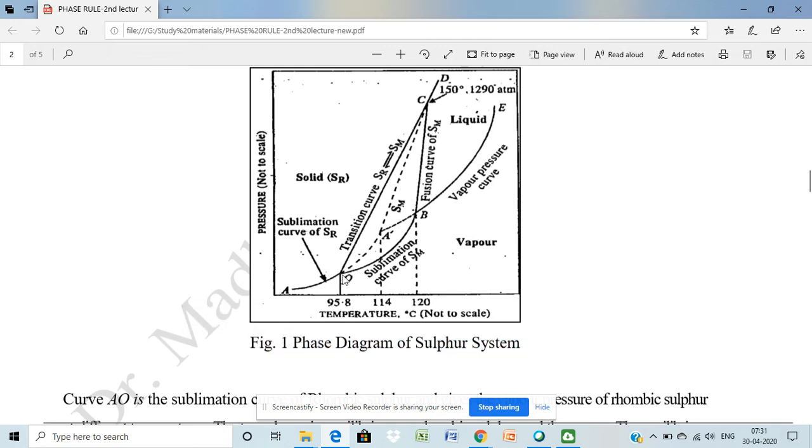In this graph, this is the sublimation curve. This is the transition temperature, the transition of SR to SM. This is the fusion curve. This is the sublimation curve of SM. M represents monoclinic sulfur, R represents rhombic sulfur. This is the fusion curve. This is the vapor pressure curve where both these sulfurs exist in the vapor phase. This region is the solid region where the rhombic sulfur exists.